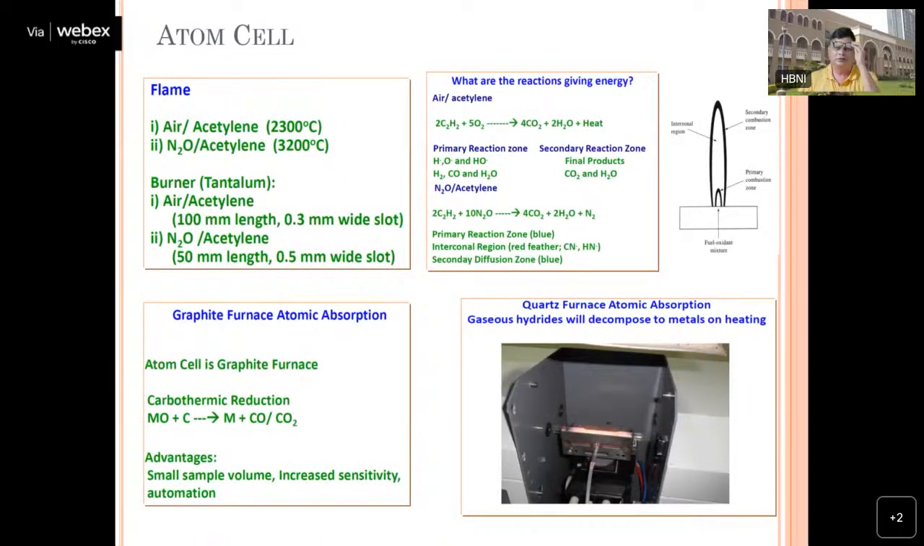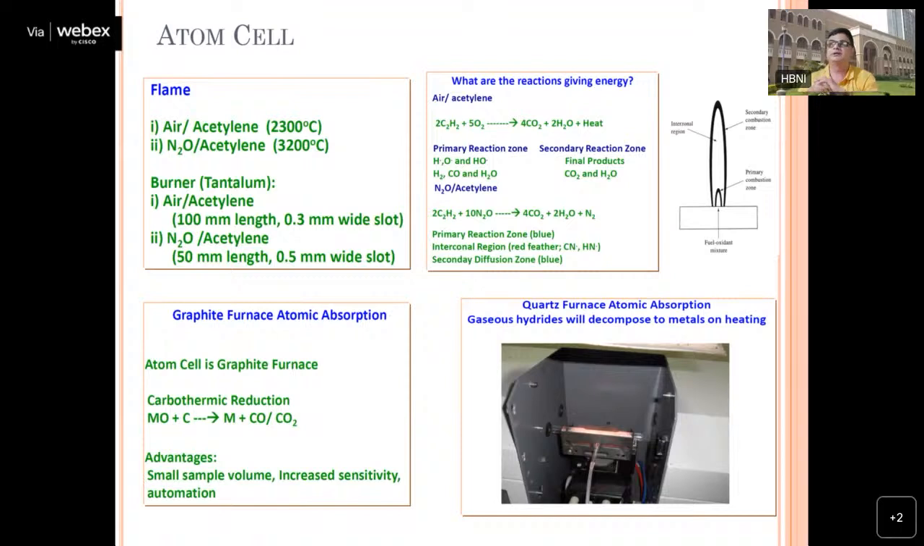And these are the various atom cells. So this is a flame basically. Whenever you are looking for a more volatile material, we can use it at a lower temperature, so here is a clean flame, which is at a temperature of about 2300 degrees centigrade.